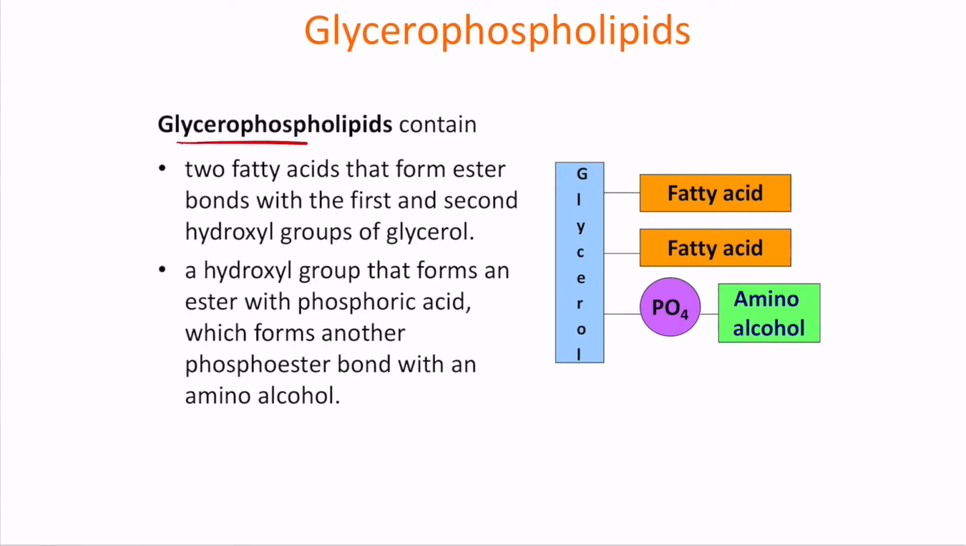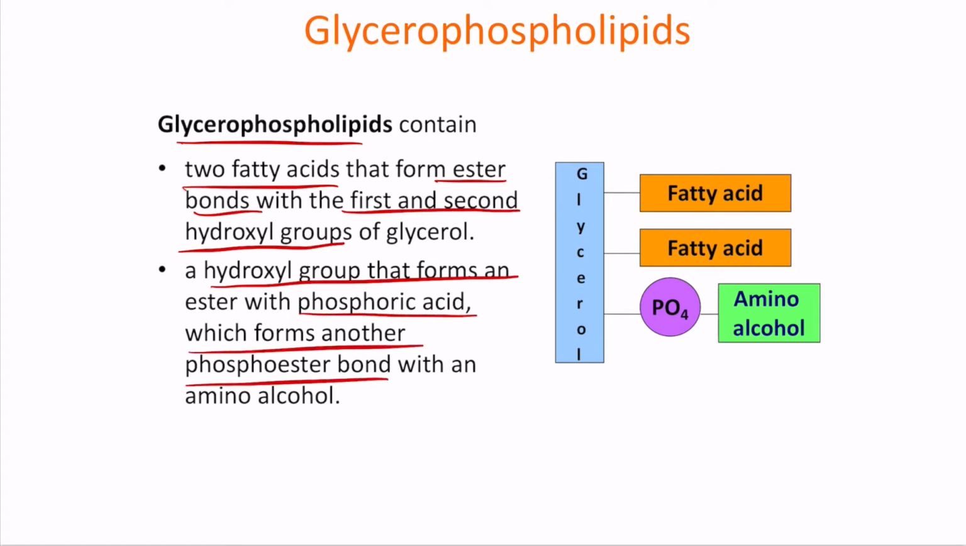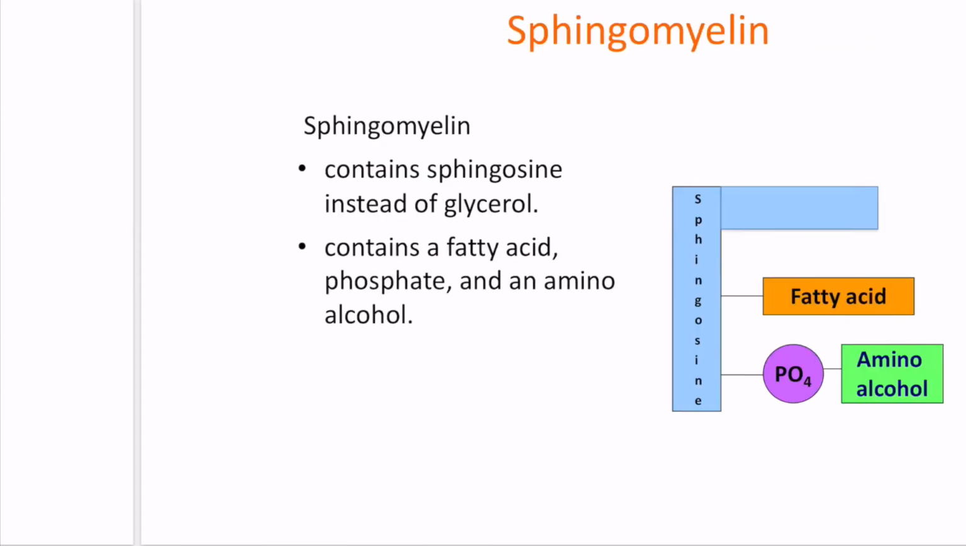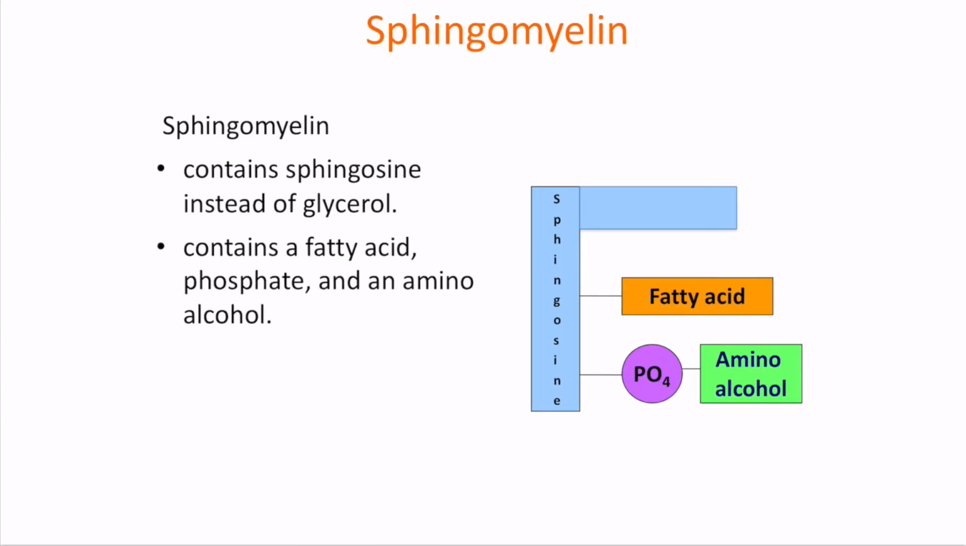So glycerophospholipids contain 2 fatty acids that form an ester bond with the first and the second hydroxyl groups of glycerol, and a hydroxyl group that forms an ester with a phosphoric acid, which forms another phosphoester bond with an amino alcohol. Next, let's talk about sphingomyelin.